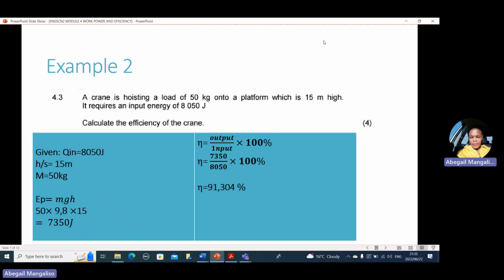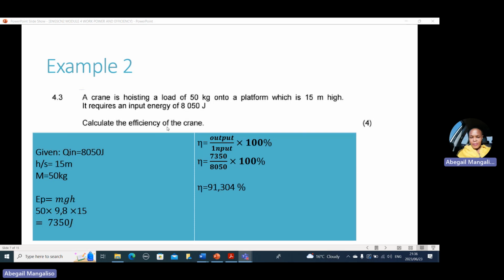Now, let's look at the second question. A crane is hoisting a load of 50 kg onto a platform which is 15 meters high. It requires an input energy of 8,050 joules. Calculate the efficiency of the crane. So it's hoisting onto a platform, so this work will be done against gravity. When work is done against gravity, you can simply calculate potential energy because mg will be the force and the height onto which the load is hoisted will be the distance.